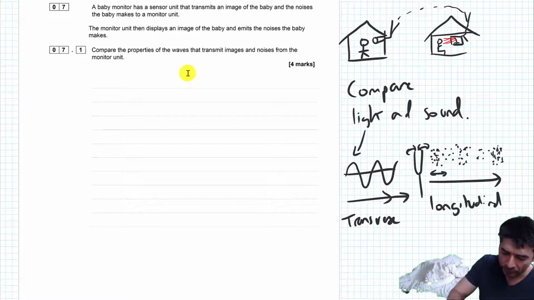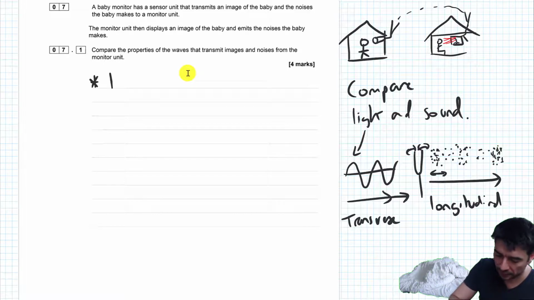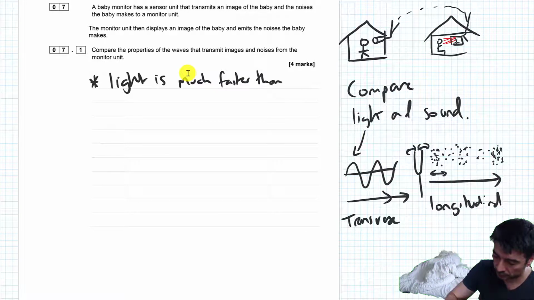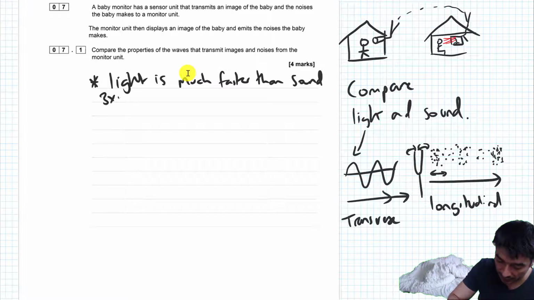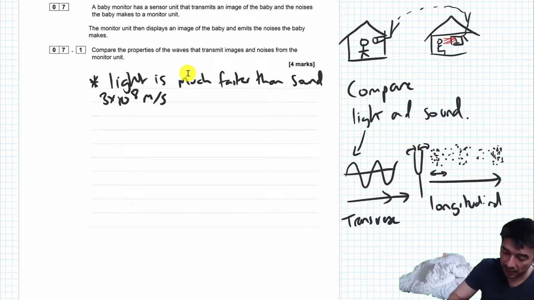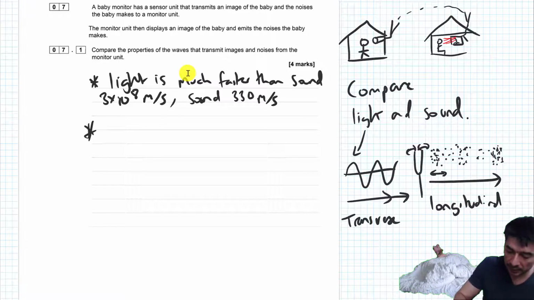So start with bullet point number 1. Let's just say the simple stuff. Light is much faster than sound. Light actually moves at 3 times 10 to the 8 meters every second. That means 3 with 8 zeros meters every second. And sound moves at about 330 meters every second. Right? Let's make another point.